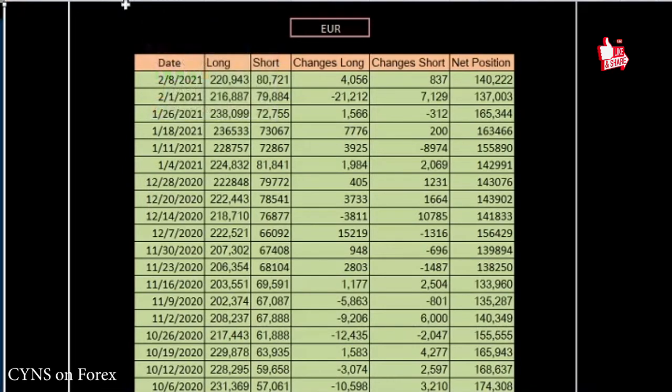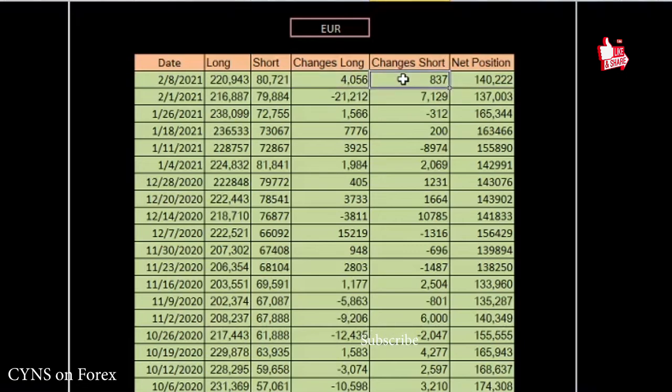Now if we look at the commitment of traders perspective, which is what hedge funds are currently doing in the market. First of all, we consider the euro. What we can see in the last report is that net position increased from 137k to 140k, with 4k longs added and only 800 shorts.